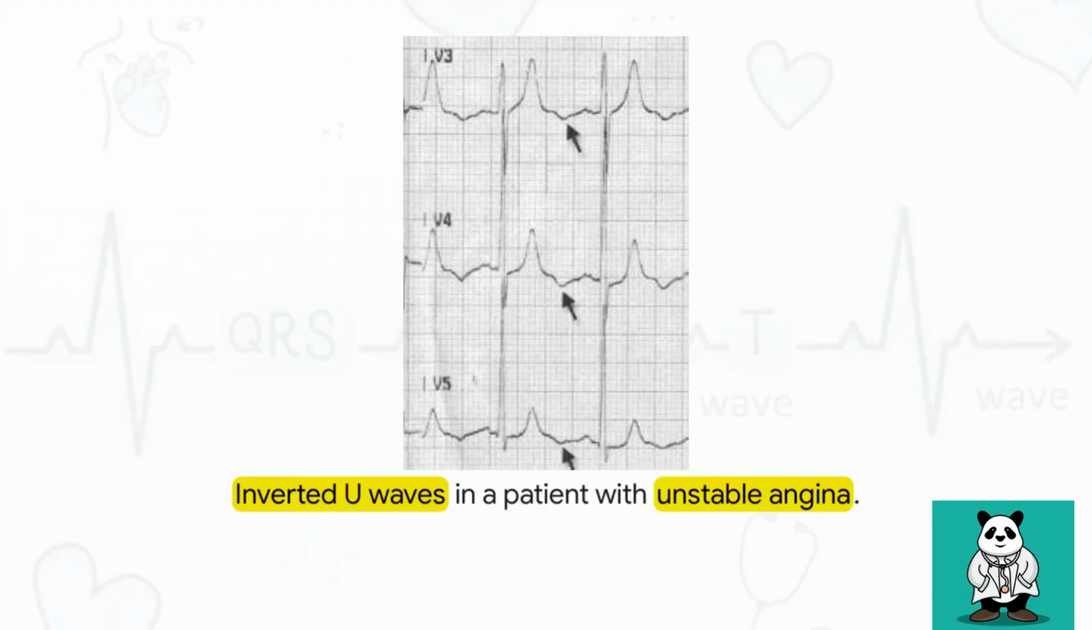Look really closely at the arrows pointing to the downward deflections right after the T wave in this tracing. This is from a patient with unstable angina. It's so easy to miss if you aren't actively hunting for it, right? But that little dip is a silent killer announcing its presence right there on the paper.